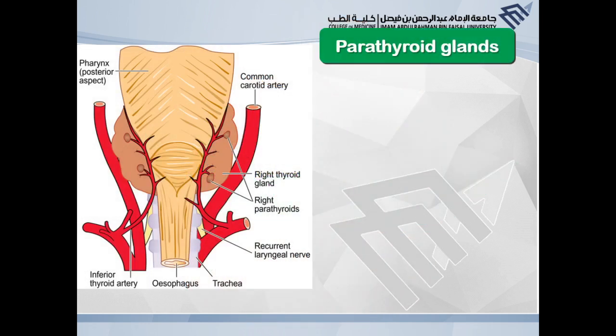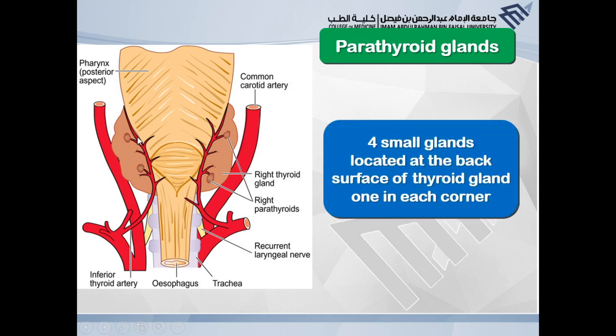Where are they located? The parathyroid glands are adjacent to the thyroid gland. Look at the size: they are very small, minute, circular structures present posteriorly to the thyroid gland. There are four parathyroid glands.